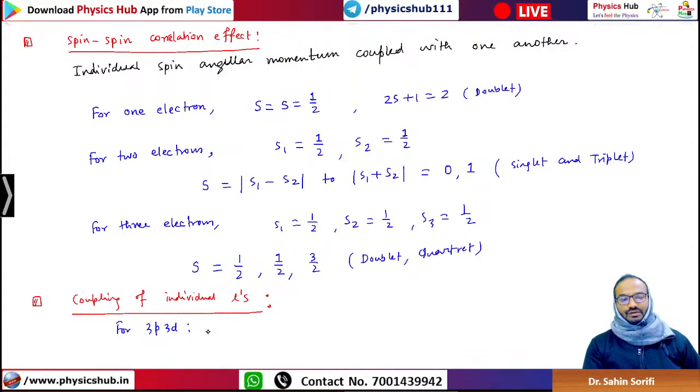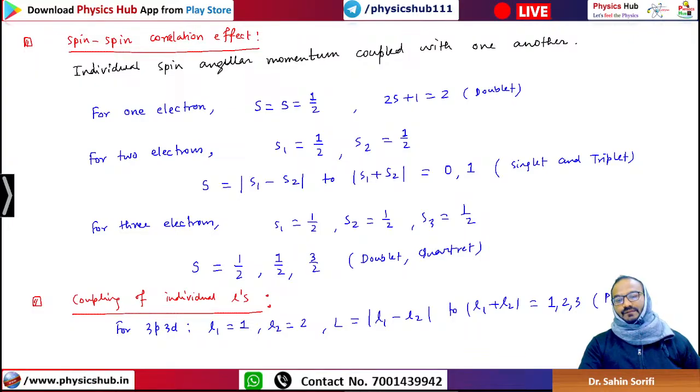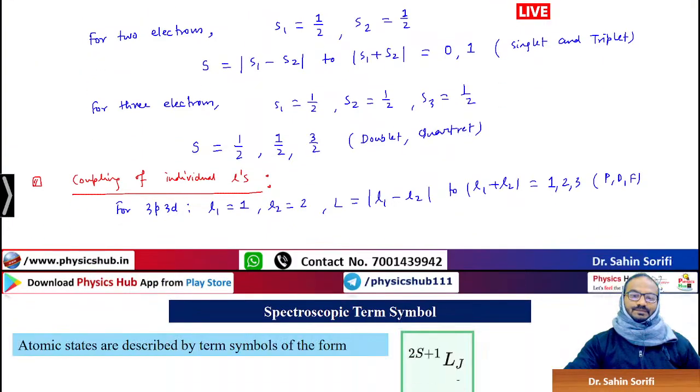Okay. So for the first electron, L1 is equal to 1, and for the second electron, L2 is equal to 2. So your L value will be varying between L1 minus L2 to L1 plus L2. So this will be 1 minus 2 is minus 1, so 1, 2 and 3, corresponding to P, D, F states.